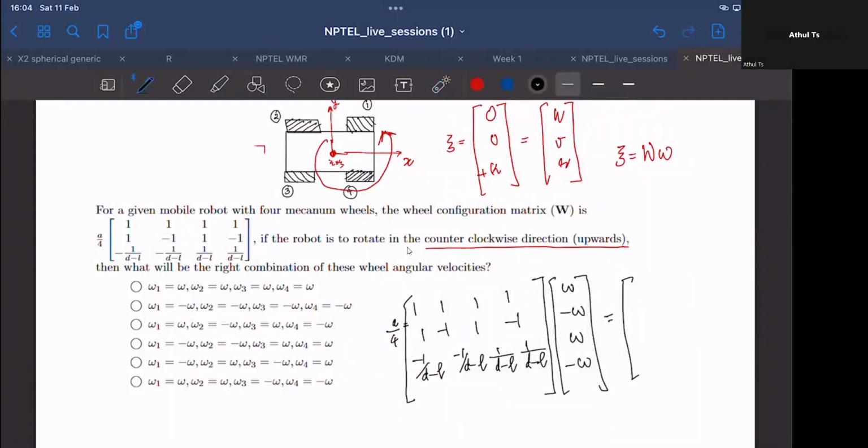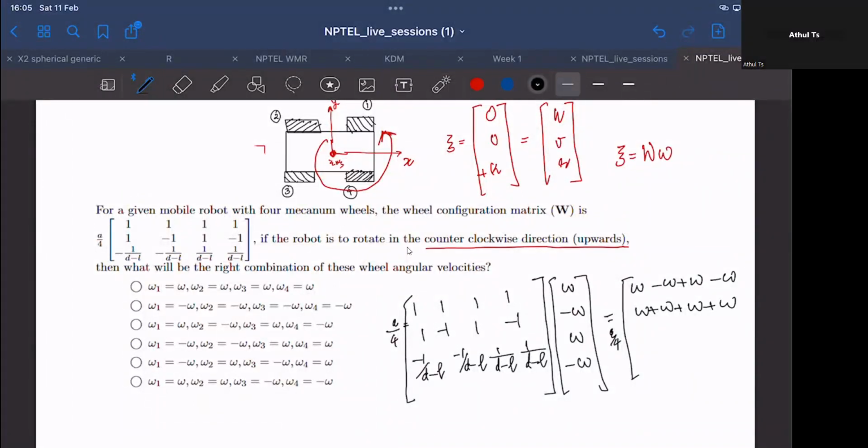So if we multiply it throughout, we'll take this A by 4 as common. If you multiply it out, what would be the first row? It would be omega minus omega plus omega minus omega. And the second row would be omega, again plus omega, minus and minus cancels, plus omega. Again, we have a non-zero second row. Again, that is also not the correct answer, but we'll proceed anyway.